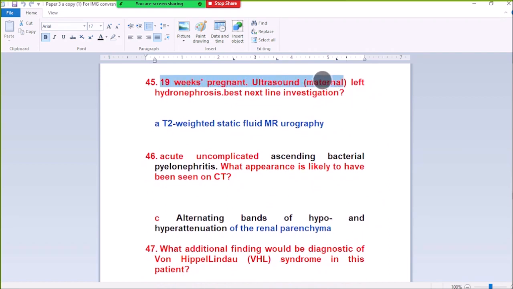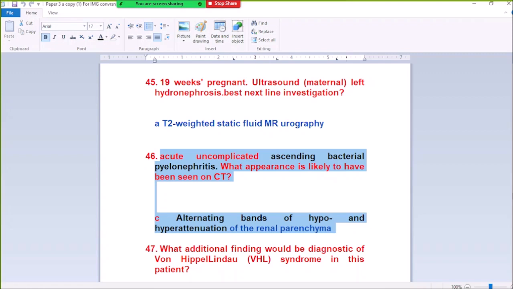45. 19-week pregnant. Ultrasound shows left-sided hydronephrosis. What is the next investigation? T2 weighted static fluid MR urography. In pregnancy, we do static MRI. T2 static MRI in pregnancy. 46. Acute uncomplicated ascending bacterial pyelonephritis. What appearance is likely to be seen on CT? Alternating bands of hypo- and hyperenhancement of the renal parenchyma seen in ascending bacterial pyelonephritis.